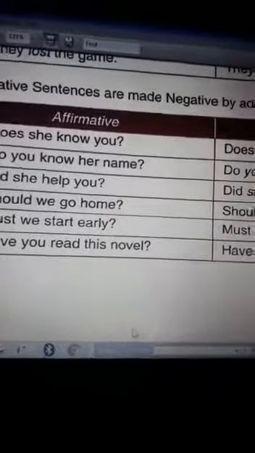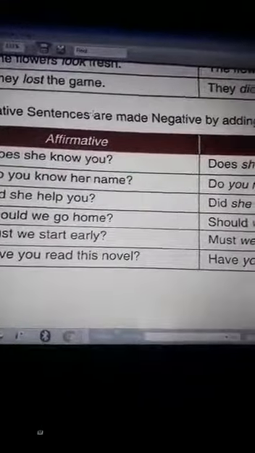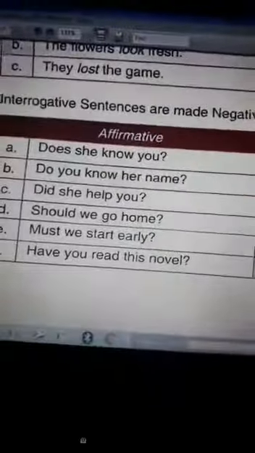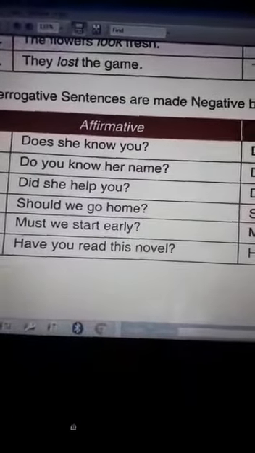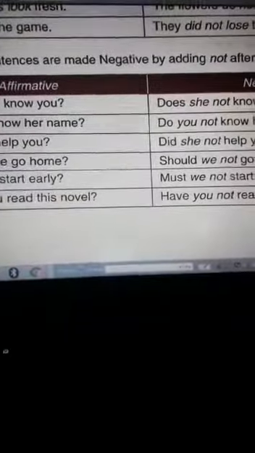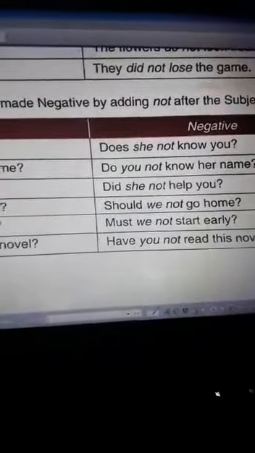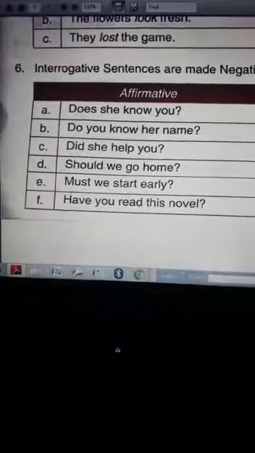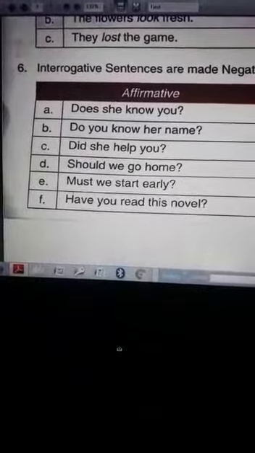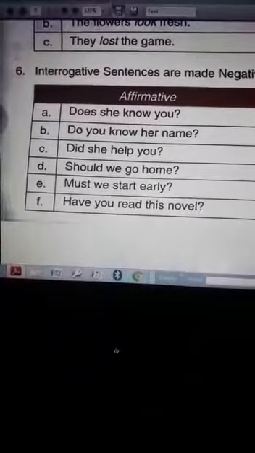Now coming to the next type, how to make an interrogative sentence negative. Interrogative sentence means a questionable sentence. Interrogative sentences are made negative by adding not after the subject. Here we are going to add not after the subject. Let's see the examples. Does she know you? Do you know her name? Did she help you? Should we go home? Must we start early? Have you read this novel?